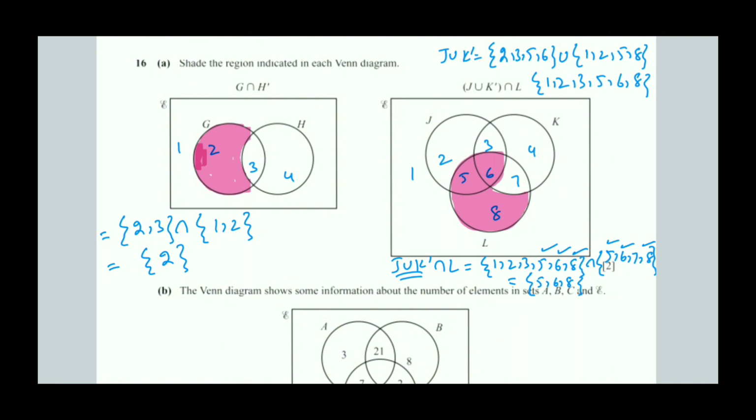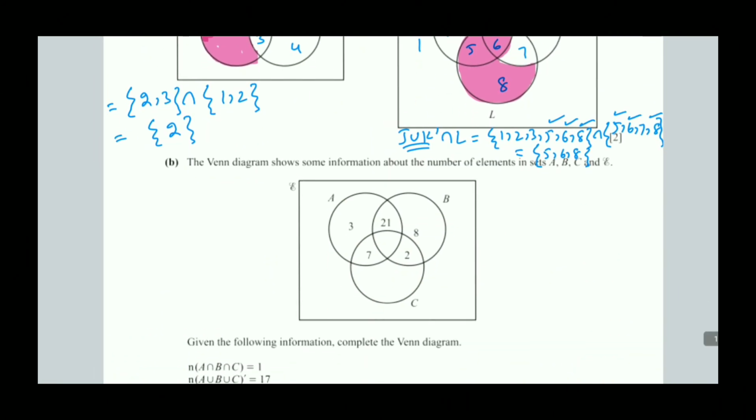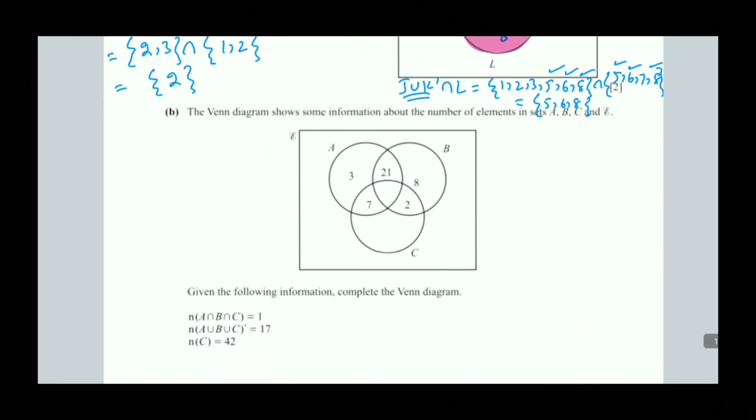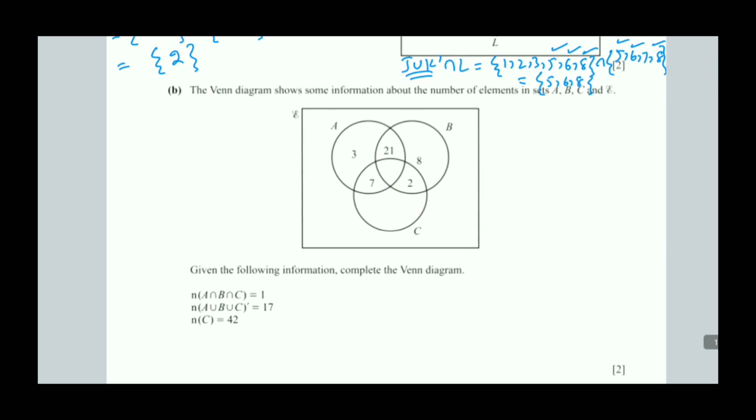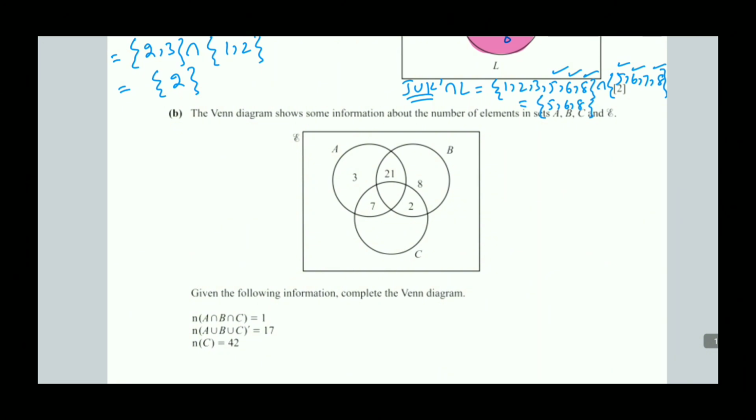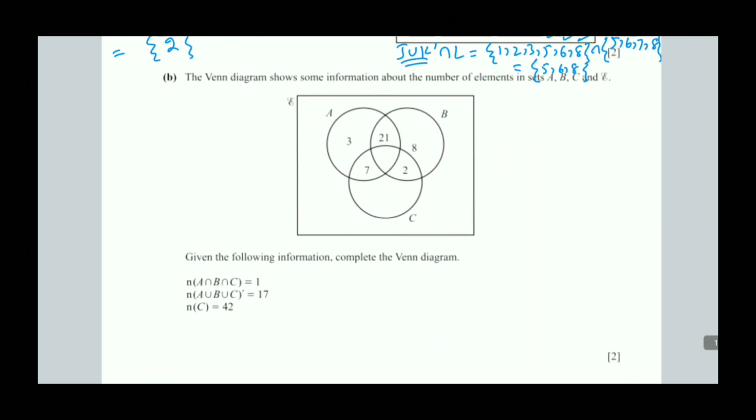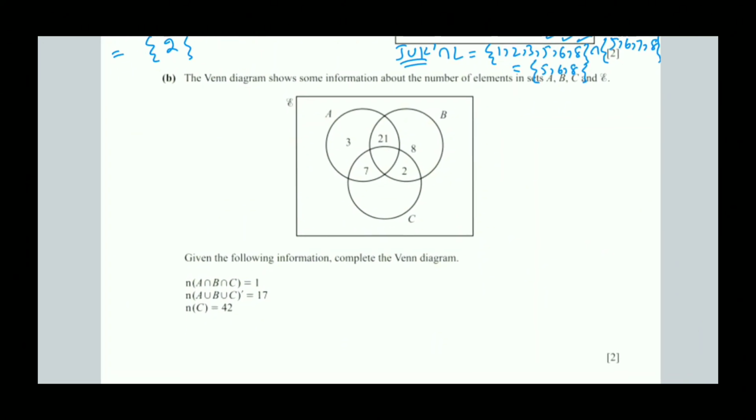So this is the way how you can solve this question. The Venn diagram shows information about the number of elements in sets A, B, C and the complement of the universal set. Given the following information, complete the Venn diagram. Half of the diagram is filled. You have to complete the remaining.